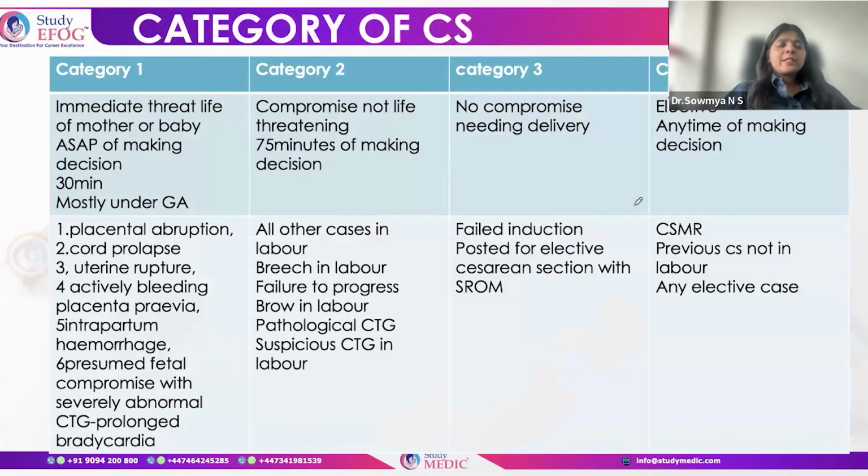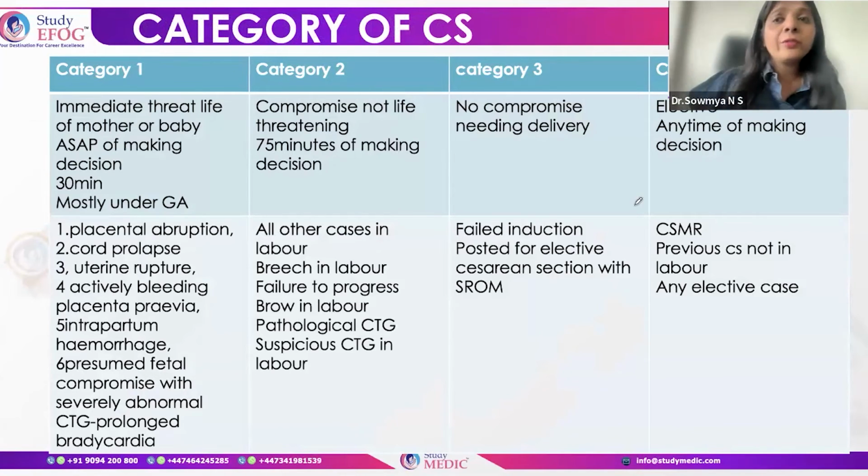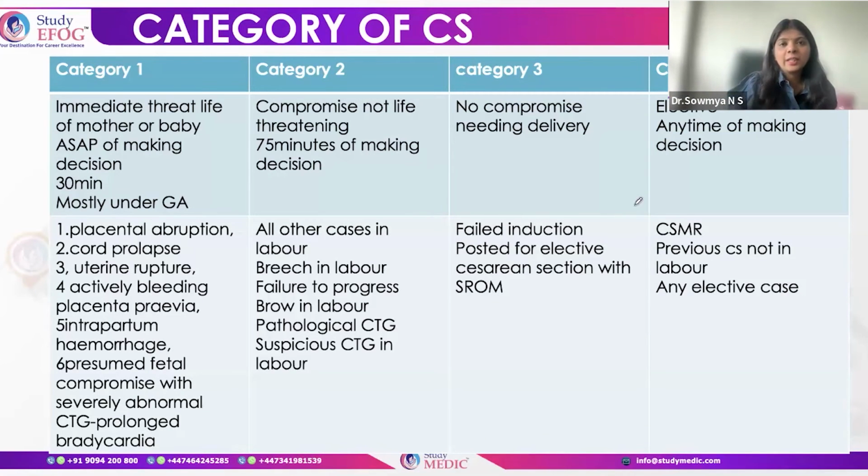A word about categories of cesarean section. Category 1 is always the most urgent one. So like in case of cord prolapse, or in case of abruption or rupture of the uterus, or CTG like prolonged bradycardia, or something like shoulder dystocia. You need to think of category 1.